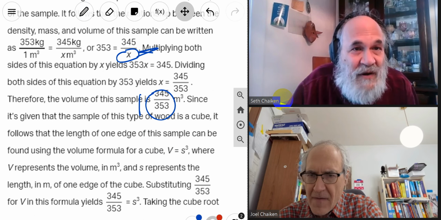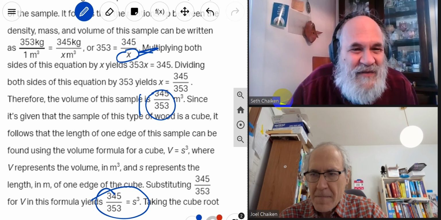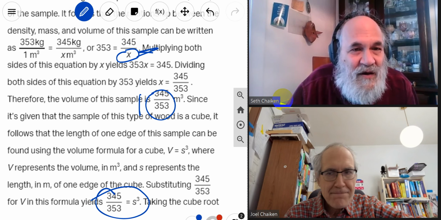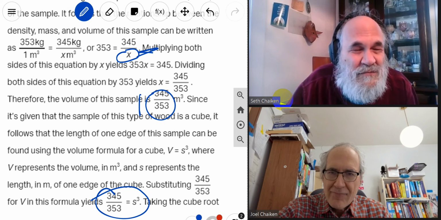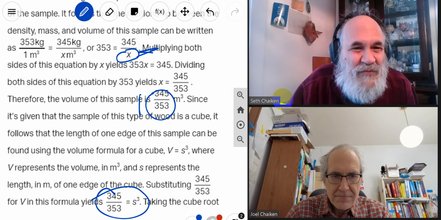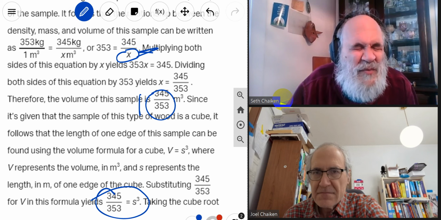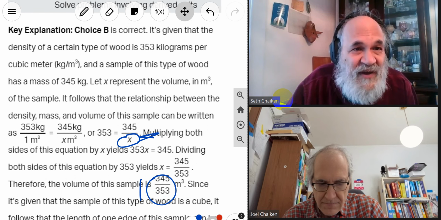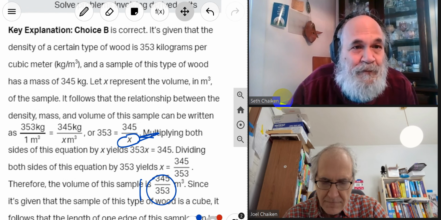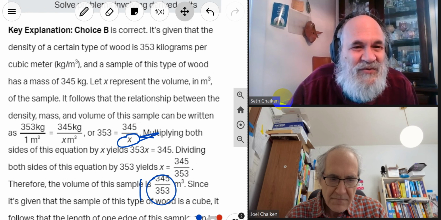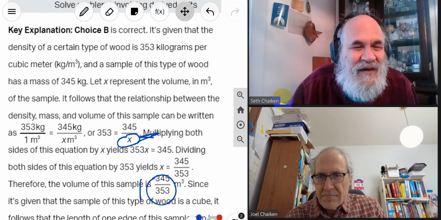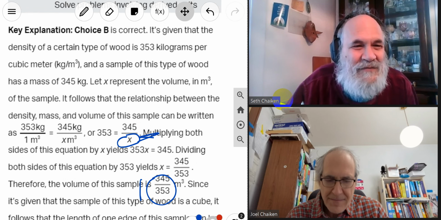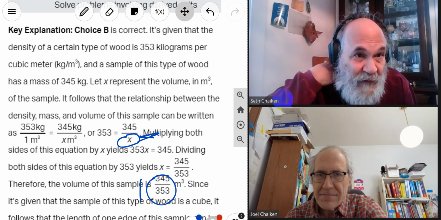Wait a minute. Let X represent... Yeah, so they're back to this. Hold on, something's wrong here. What's wrong? Show me the top. There we are. So, let X represent the volume of the sample in cubic meters. Which sample? The small sample. What's the problem? Okay, there's no problem. And then the relationship.